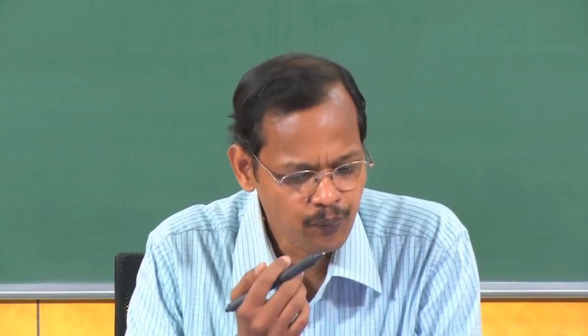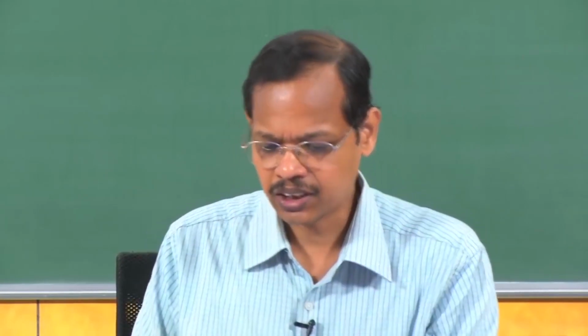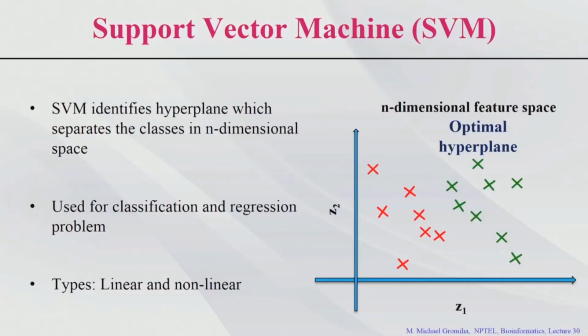Then the second method I will discuss is support vector machines. What are support vector machines, how do they work? For example, if you see a set of data, there are some red crosses and some green crosses. A support vector machine identifies a hyperplane which separates these classes in any n dimensional space. For example, in these two sets of data, how do we identify the hyperplane?